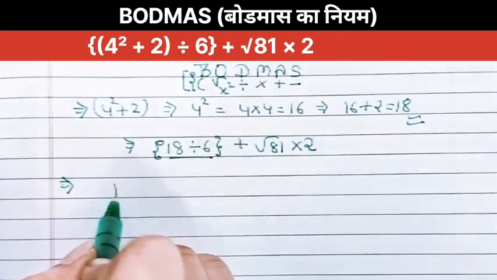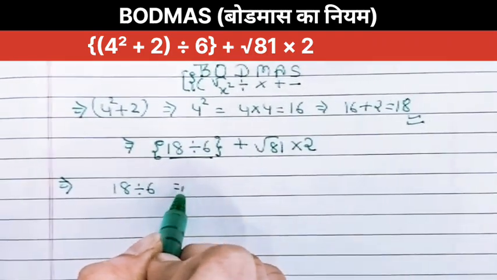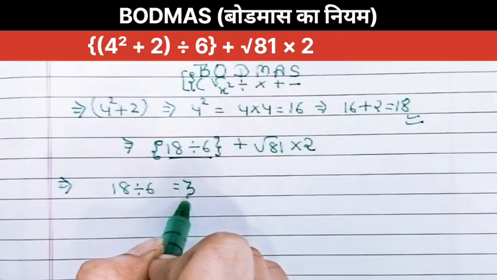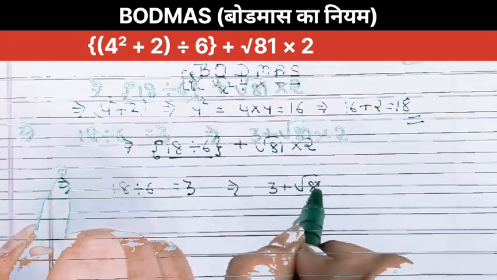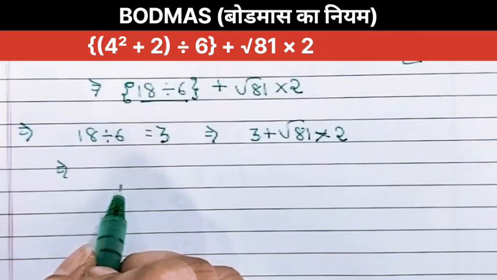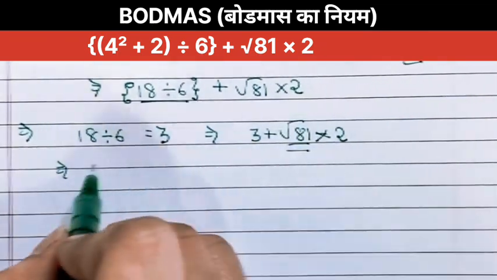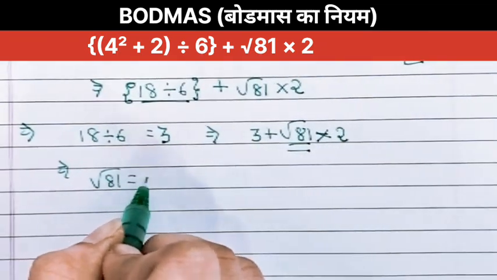Now 18 divided by 6 is 3. Curly brackets are the next in line. So now the current expression becomes 3 plus root 81 multiplied by 2. To this expression, the next step is to evaluate the square roots. Now root 81 is equal to 9.